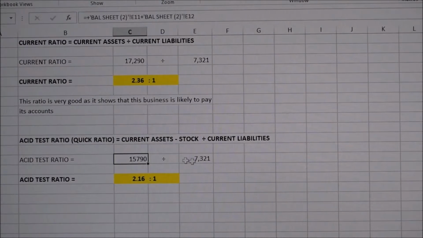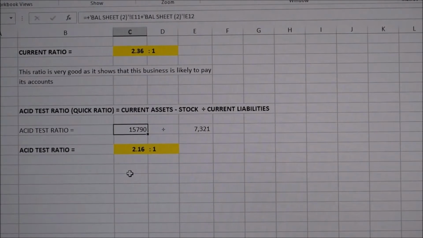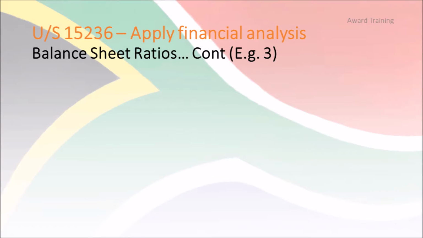And then you divide that by the same current liability amount that we used previously, which was our tax and our creditors. And this shows you that your ratio is 2.16 to 1. This is a very, very good ratio because it actually says that you are very liquid. In other words, your money is not tied up in stock.